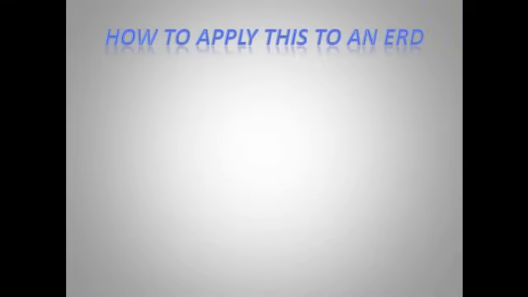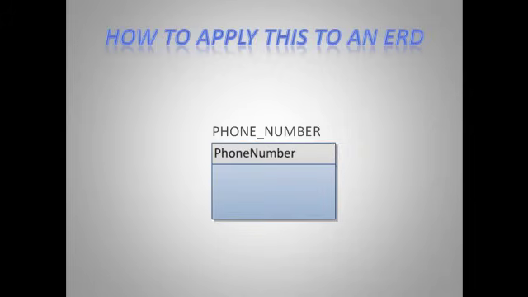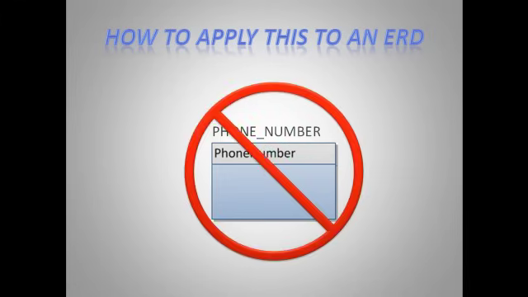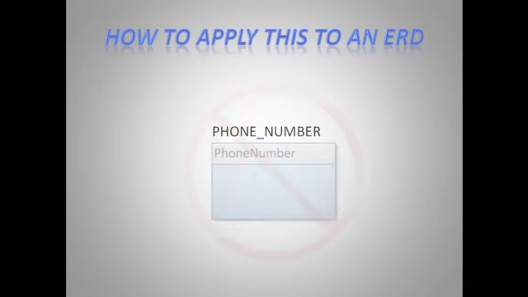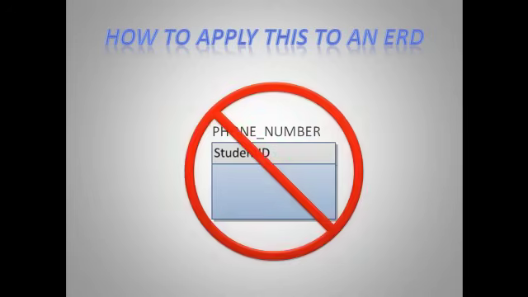As a rule, the primary key must be unique and can only appear once in an entity. If the phone number alone is used as the primary key, it can only be used once, and you will get an error if you try to use it for another student. If you use the student ID alone as the primary key, you will only be able to have 1 phone number per student.